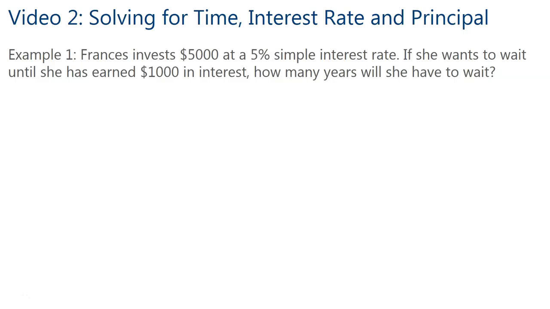Here we'll continue to use our simple interest rate formula, but this time we'll be solving for either T, time, R, the interest rate, or P, the principal.